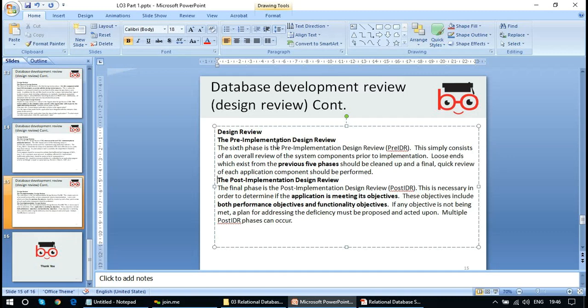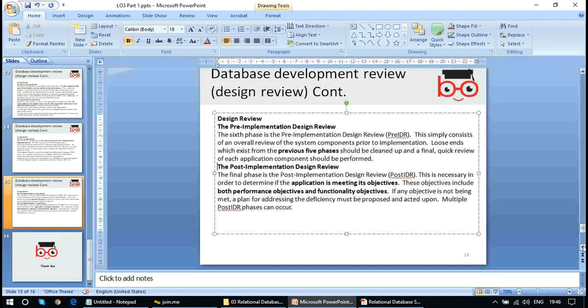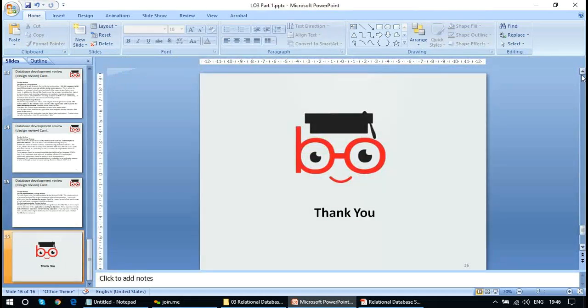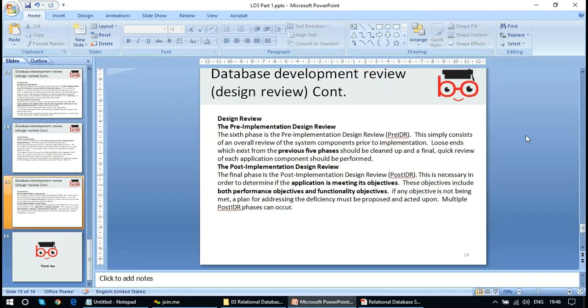when you did the pre-implementation, it means you did the 5 phases. Is that clear here? And in the post implementation, you check the application is meeting its objectives with the best performance. That's it. So let's catch up with this design review.